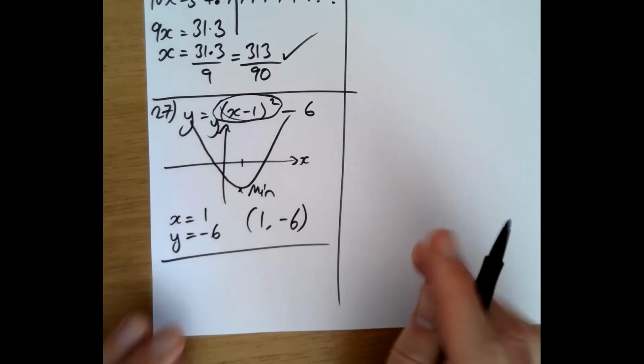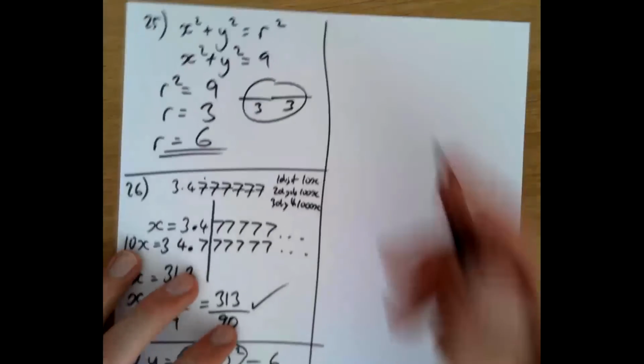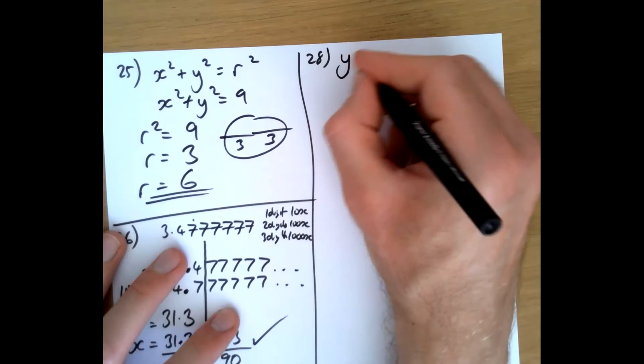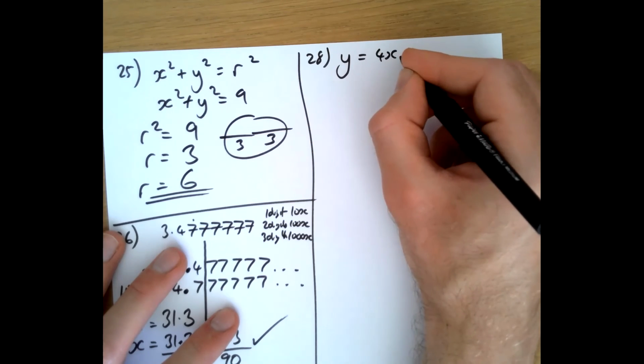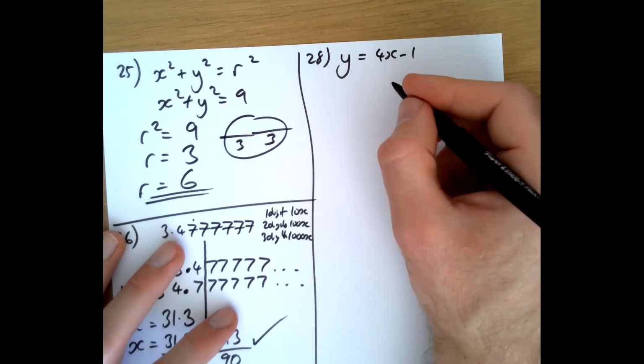Have I got enough room for 28? No, I haven't. This one looks like a bit of a beast. So let's go up here. So 28, equation of a line is y equals 4x minus 1. It's perpendicular, so line B is perpendicular. It passes through that point. Work out the coordinates where it intersects the x-axis.